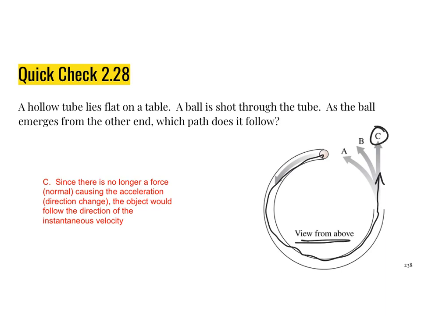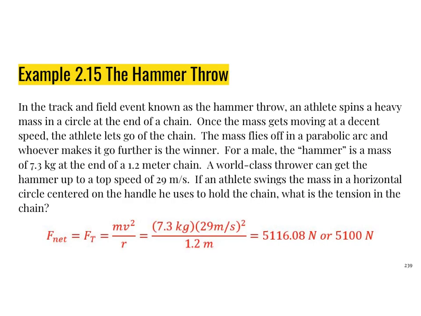Now, it can't follow paths B or A because all the way through as it's going around, it's pushing against the wall. So there's actually a normal force that's pushing it into the center of the circle, and that's what's causing that centripetal acceleration. Once we get rid of that by losing the wall, it's just going to go straight. It's going to go in the direction of its instantaneous velocity.